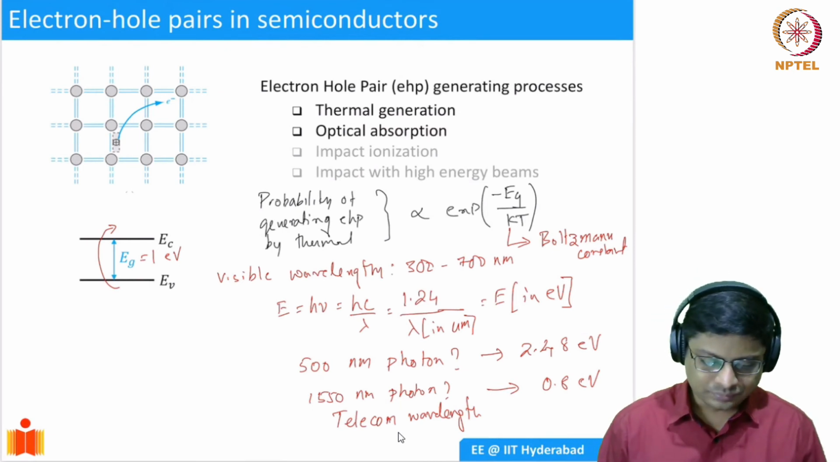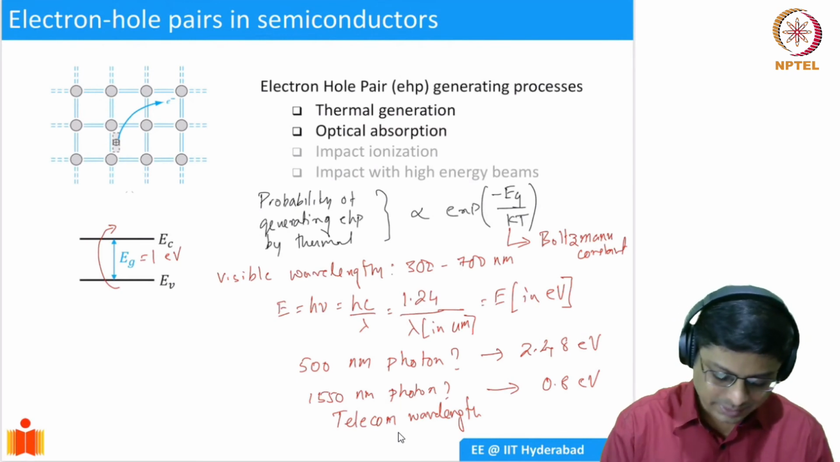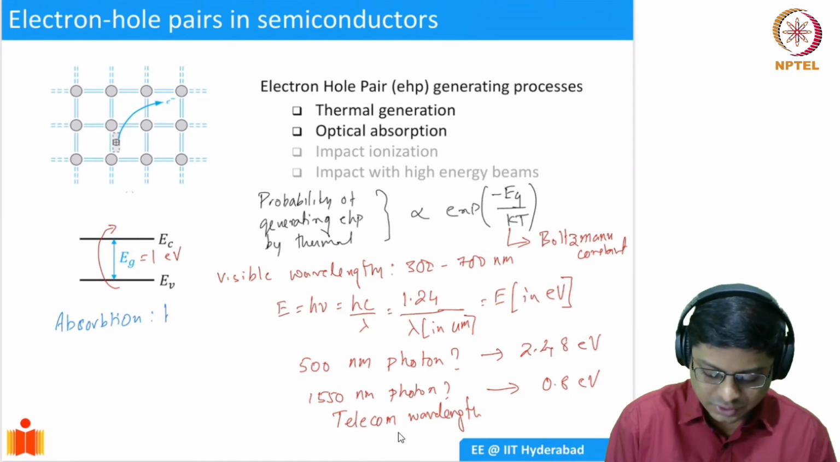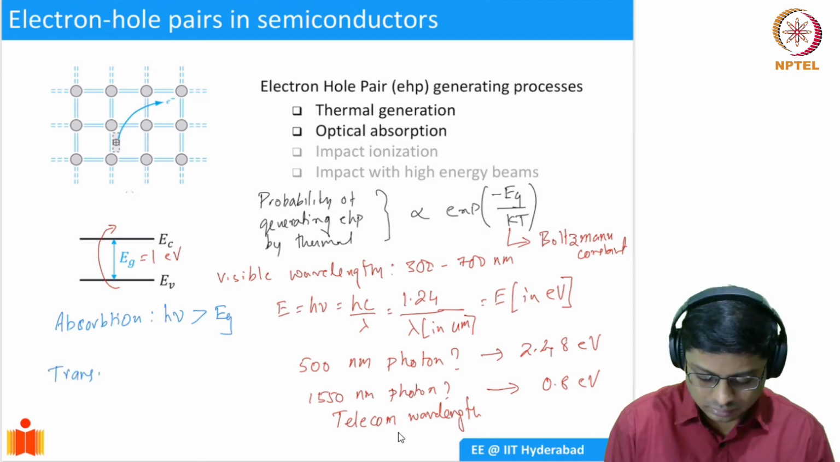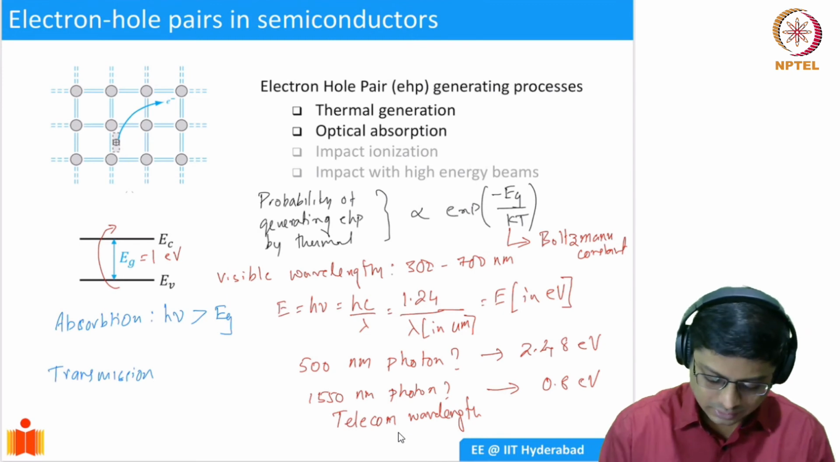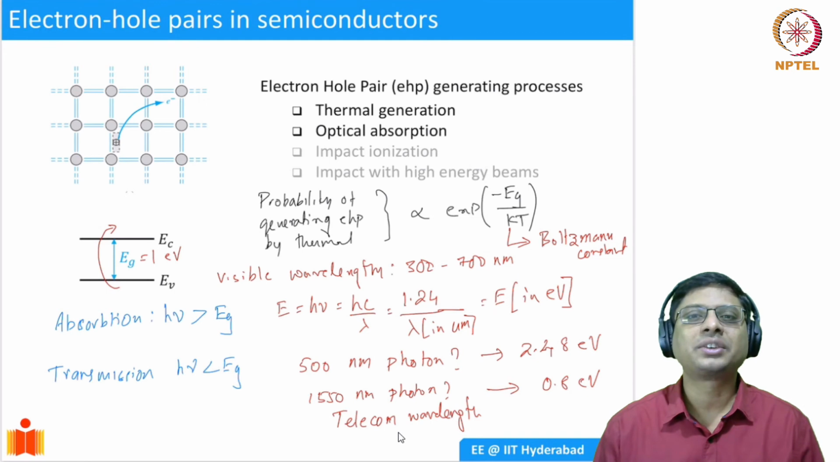So we will neglect it for the purposes of this course. All right. So basically, we can summarize the optical absorption process: absorption whenever h nu is greater than Eg, and transmission when h nu is less than Eg, okay. Why do I say transmission?